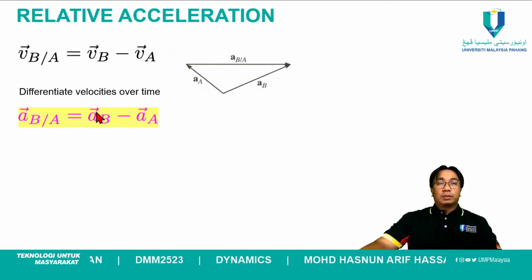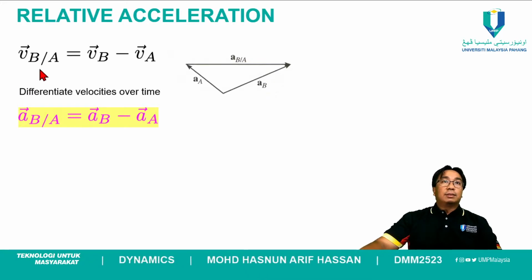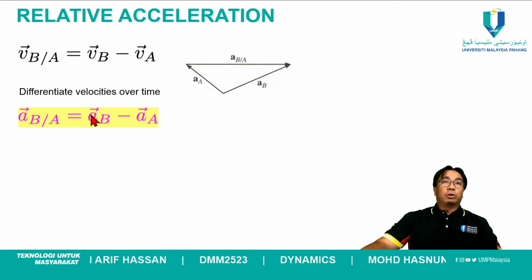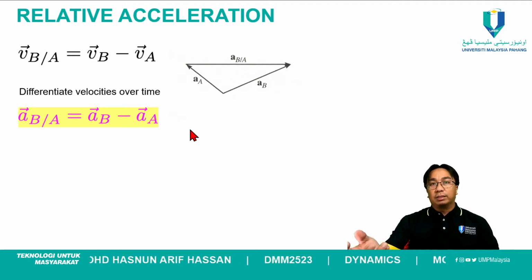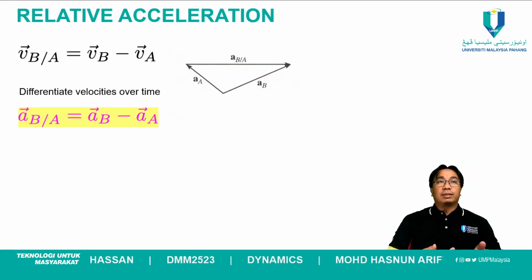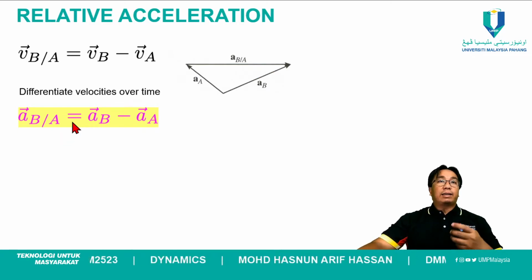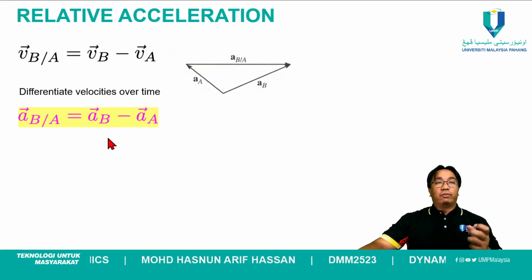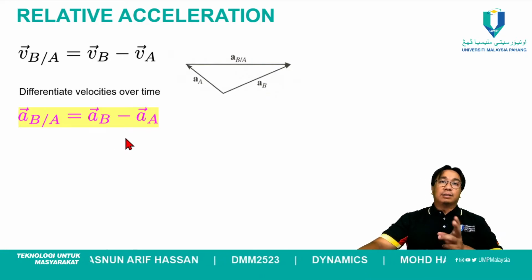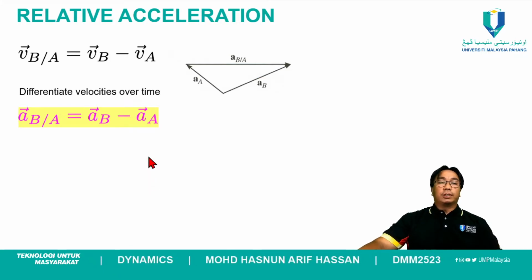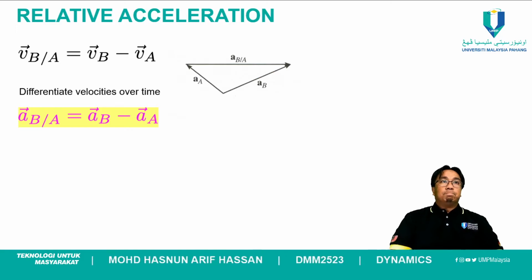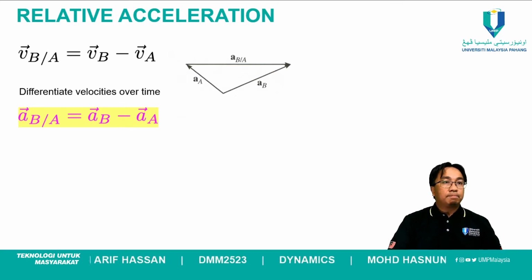If you notice, all of these parameters or variables have an arrow on top, which means that these are all vector quantities. What is the difference between vector and scalar? Vector has magnitude and direction, scalar has magnitude only. Do you have any question on the relative motion? Any question? Clear?